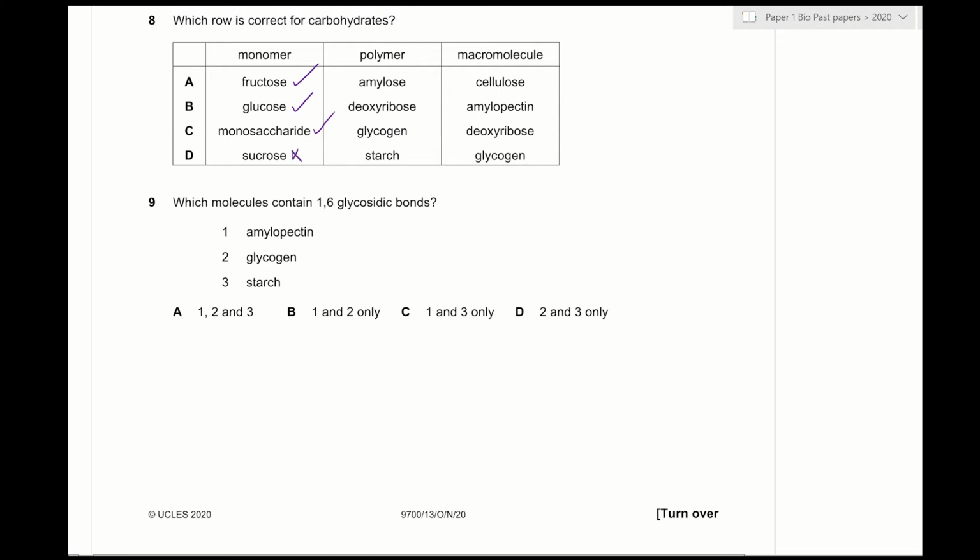Polymer is a large molecule made of many repeating units. In this case, amylose is correct because it's made of many repeating units of alpha glucose monomers. Deoxyribose is also a monomer, so it is incorrect. Glycogen is a polymer also made of alpha glucose subunits. And starch is a polymer made of amylose and amylopectin.